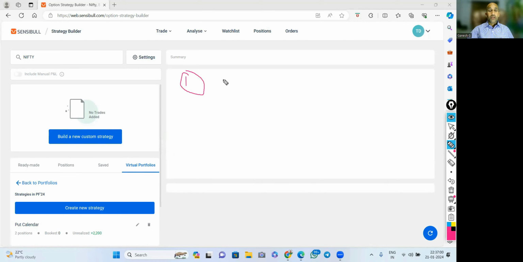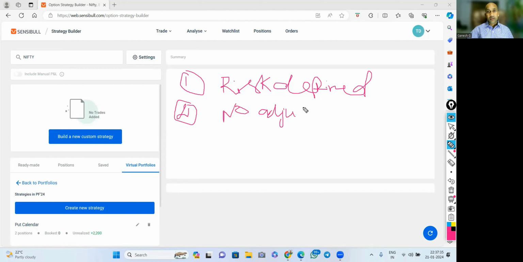Requirement number one: it should be a risk-defined strategy. Number two: no adjustment. Generally, if a strategy works without adjustment, we can prefer that. And point number three: within that risk-defined strategy, the risk should be very low.